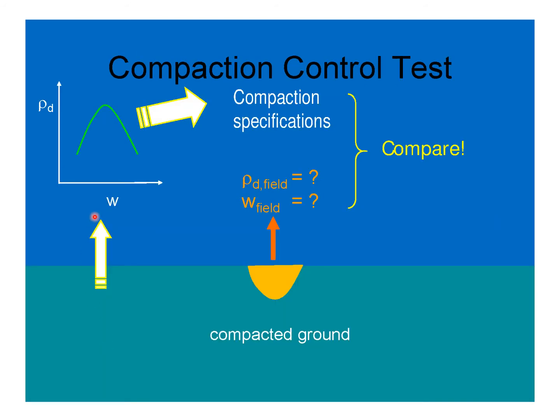So you can see in the laboratory we can perform the laboratory compaction test, and compaction specifications can be obtained from that, and then we will compact the soil, and after compaction we will determine the field density and the moisture content just to check whether we have attained the desired compaction parameter in the field or not.